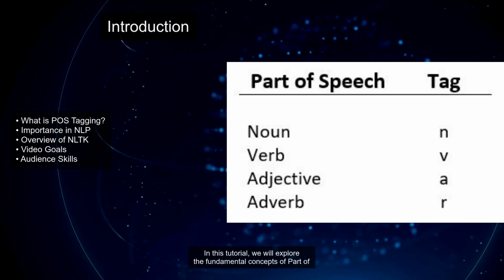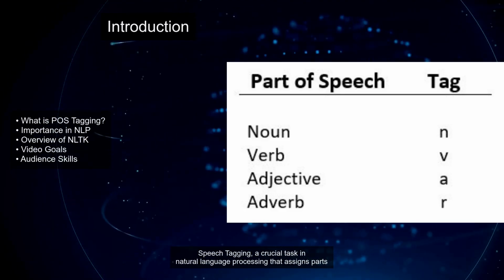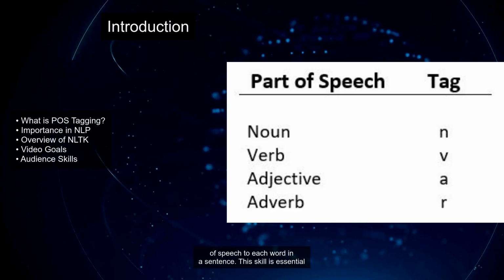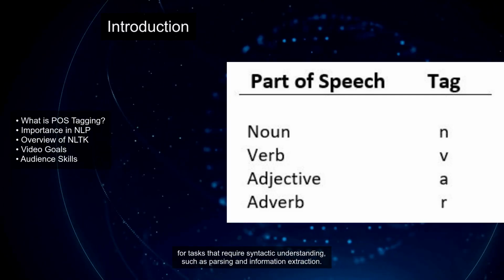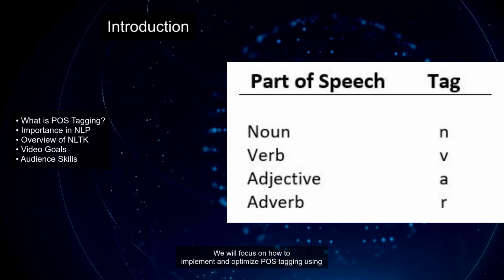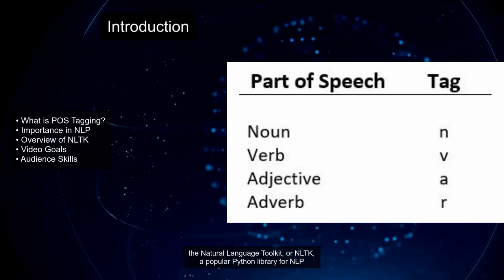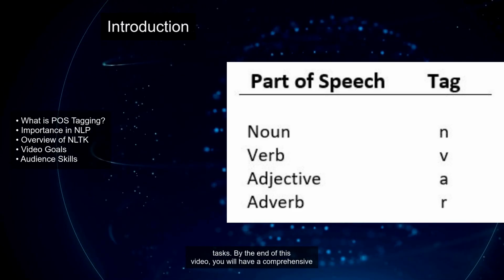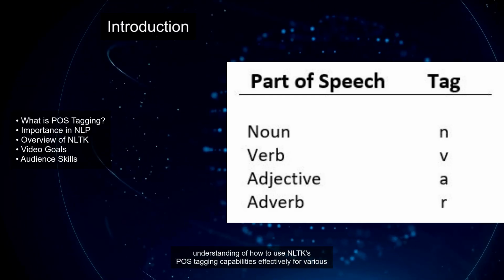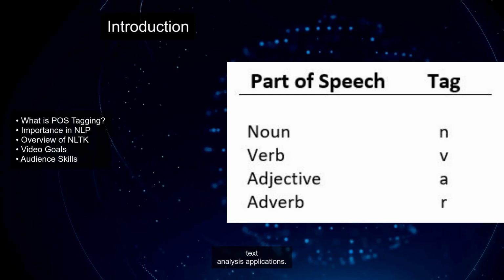In this tutorial, we will explore the fundamental concepts of part-of-speech tagging, a crucial task in natural language processing that assigns parts of speech to each word in a sentence. This skill is essential for tasks that require syntactic understanding, such as parsing and information extraction. We will focus on how to implement and optimize POS tagging using the Natural Language Toolkit, or NLTK, a popular Python library for NLP tasks. By the end of this video, you will have a comprehensive understanding of how to use NLTK's POS tagging capabilities effectively for various text analysis applications.